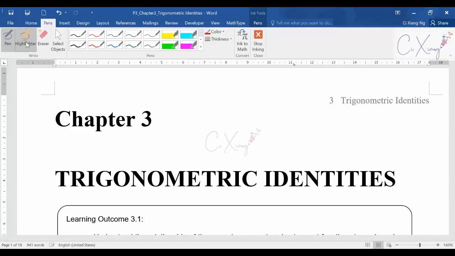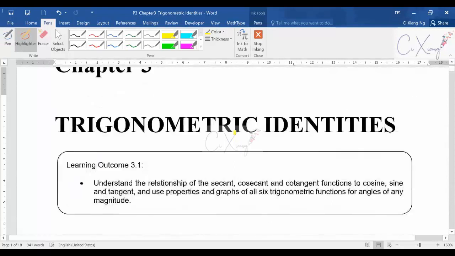For today's video, we are going to discuss some very basic functions first for trigo. Let us have a look at learning outcome 3.1. They want you to understand the relationship of the secant, cosecant, and also cotangent functions. All this you learned before, right? We didn't learn this in AS level, so we are going to learn it now: secant, cosecant, and cotangent. What is the relationship between them and cosine, sine, and also tangent?